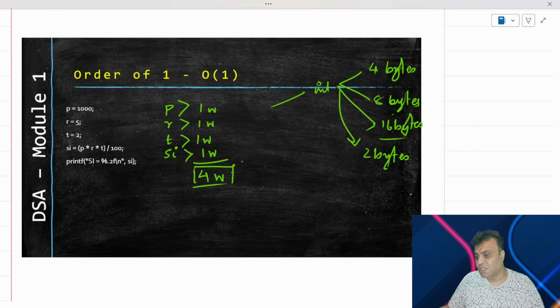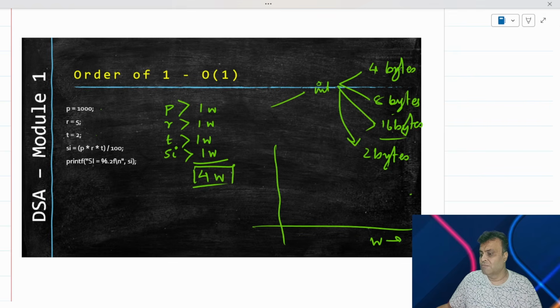Now, do you think that 4 words of space can also be represented as a curve like this? If this is the number of words, and this is the space taken by that number of words, which is also equal to your y, then what are we saying? Aren't we saying a straight line like this?